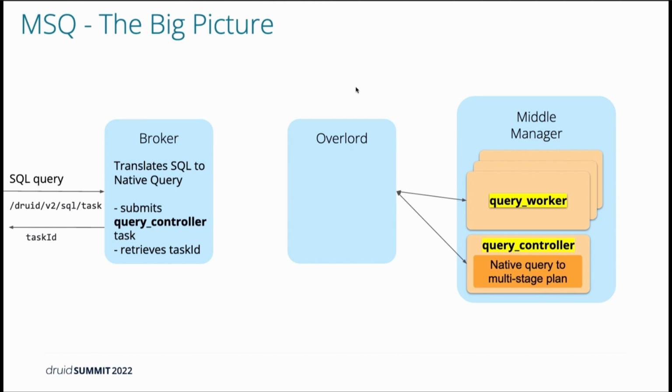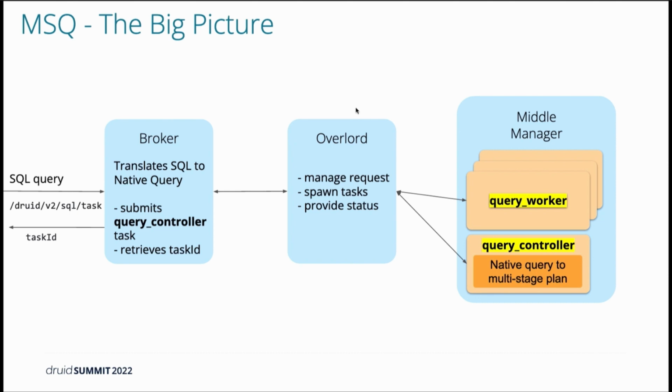MSQ uses an asynchronous execution model. So the broker forwards the request to the Overlord, which in turn instantiates a task and immediately returns the unique task ID. It is up to the calling application to check on the status and retrieve the results using the task ID. As we have discussed before, all the APIs for MSQ are async.